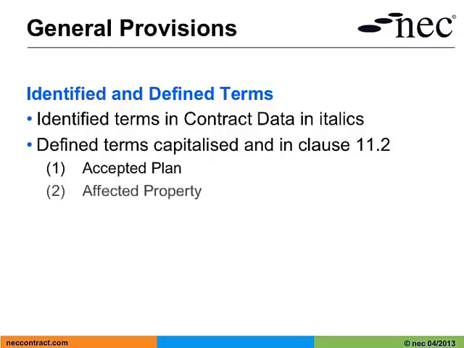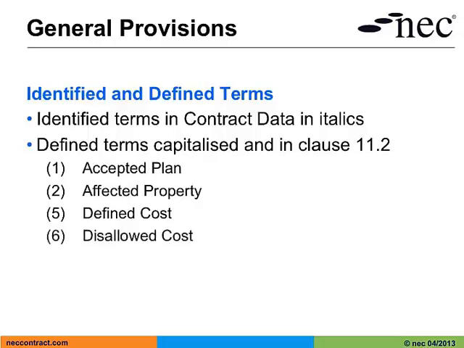Secondly, we have the affected property, which is defined as property of the employer or others, which is affected by the work of the contractor or used by the contractor in providing the service and which is identified in the contract data. Then we have defined cost. This is defined as payments by the contractor in providing the service for people who are employed by the contractor, plant and materials, work subcontracted by the contractor, and equipment, less disallowed cost.